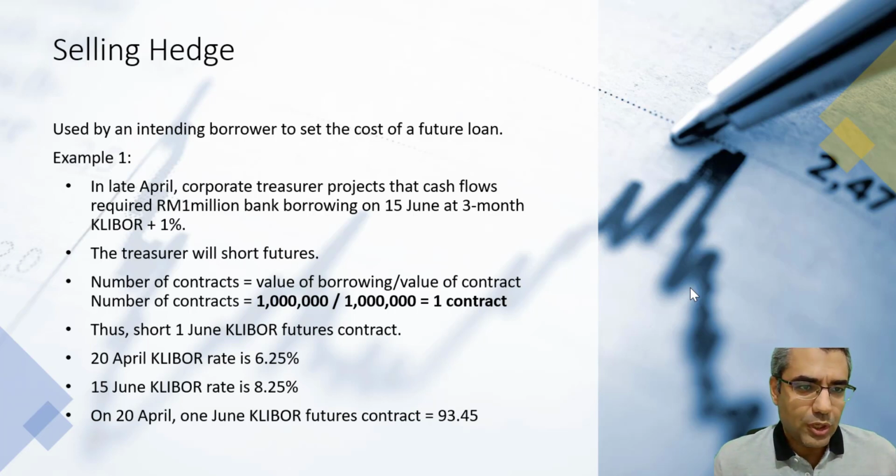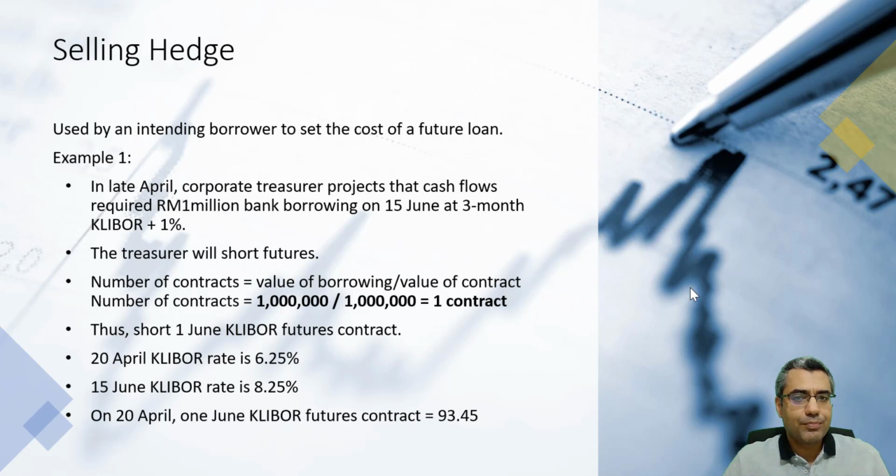Okay, let's work on an example. In late April, a corporate treasurer projects that cash flows require 1 million ringgit of bank borrowing on 15th of June at 3-month KLIBOR plus 1%. So now, what should we do for hedging?